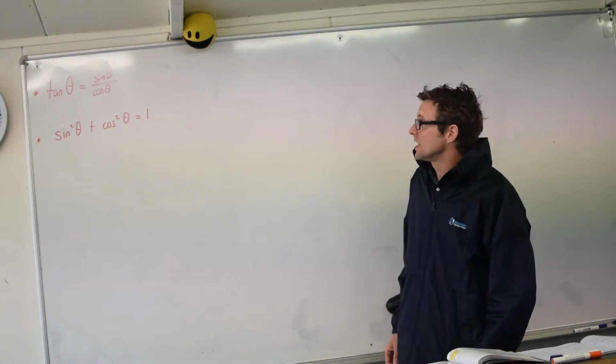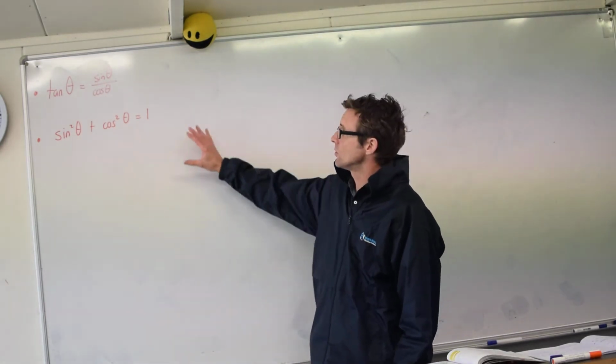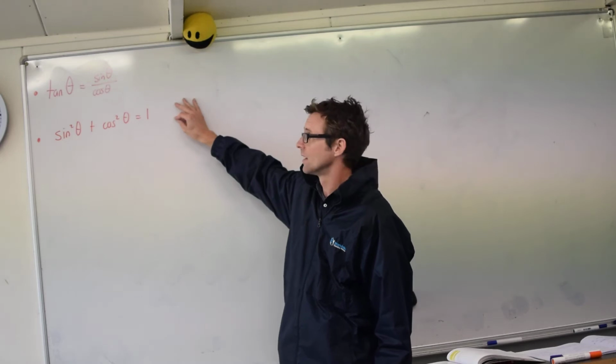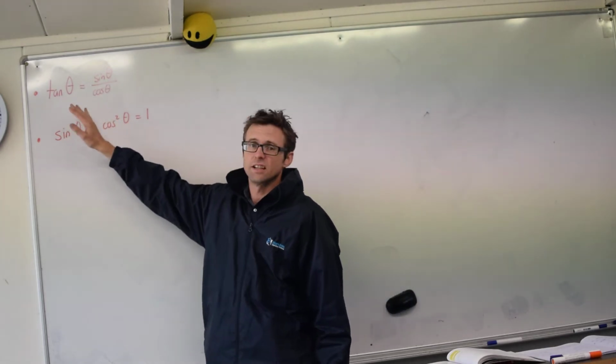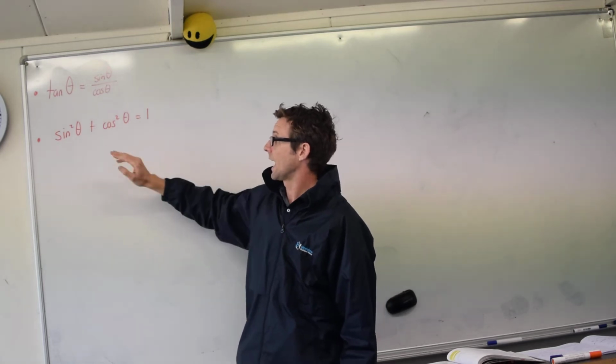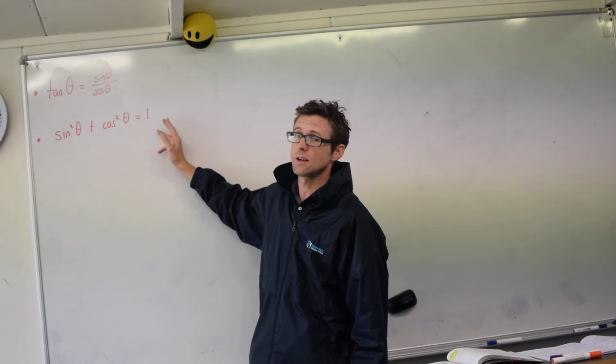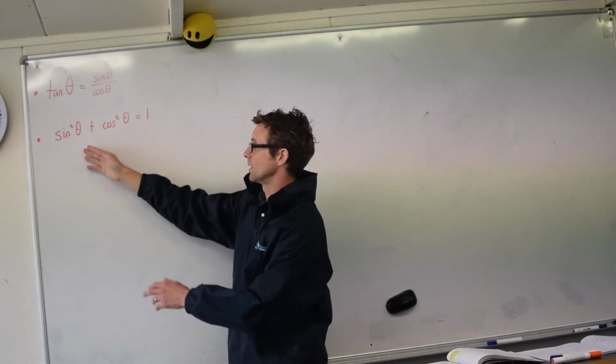The key idea from this lesson is to be able to use these two identities. Tan theta is equal to sine theta over cosine theta, and sine squared theta plus cosine squared theta equals 1. And of course these can be rearranged.